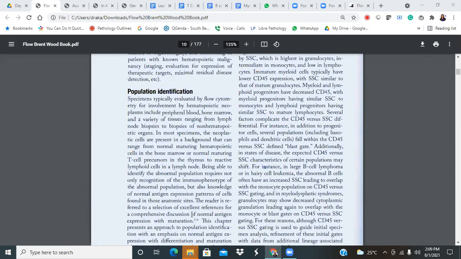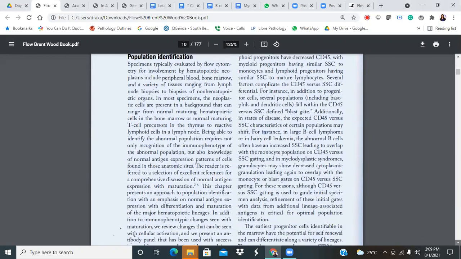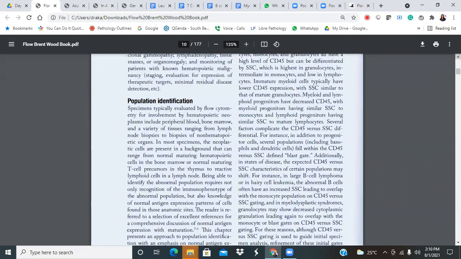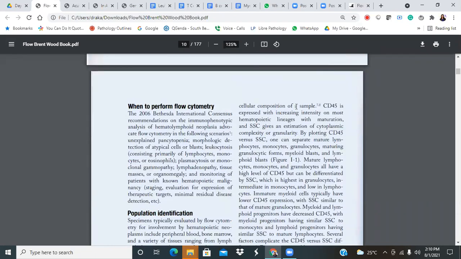This chapter presents an approach to population identification with an emphasis on normal antigen expression with differentiation and maturation of the major hematopoietic lineages. In addition to immunophenotypic changes seen with maturation, we review the changes that can be seen with cellular activation, and we present an antibody panel that has been used with success in our laboratory. Okay. CD45 versus side scatter is a useful initial strategy for determining the cellular composition of the sample.